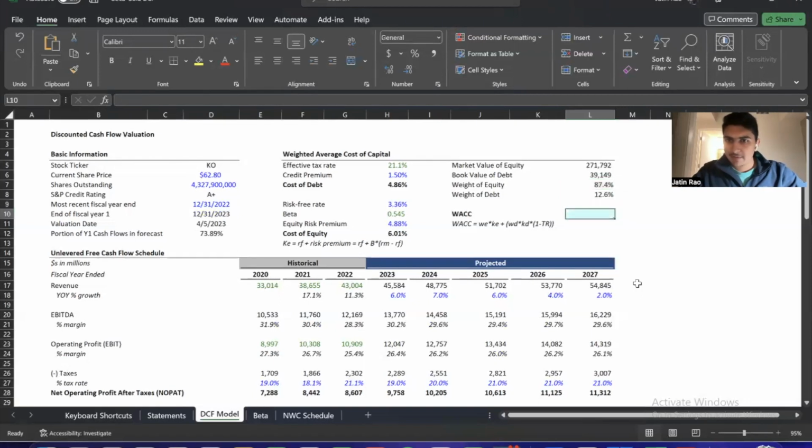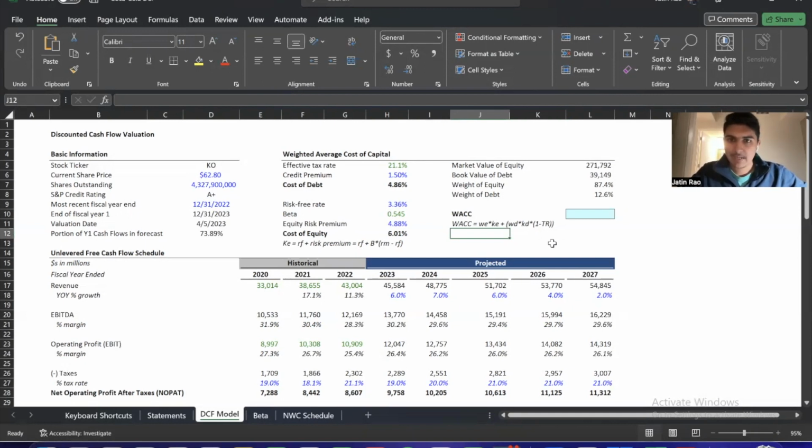So now that we have the weight of equity and the weight of debt, we can apply these weights to the cost of debt and the cost of equity. So the WACC equation is here as I have presented it. The WACC is equal to the weight of equity times the cost of equity plus the weight of debt times the cost of debt times 1 minus the tax rate.